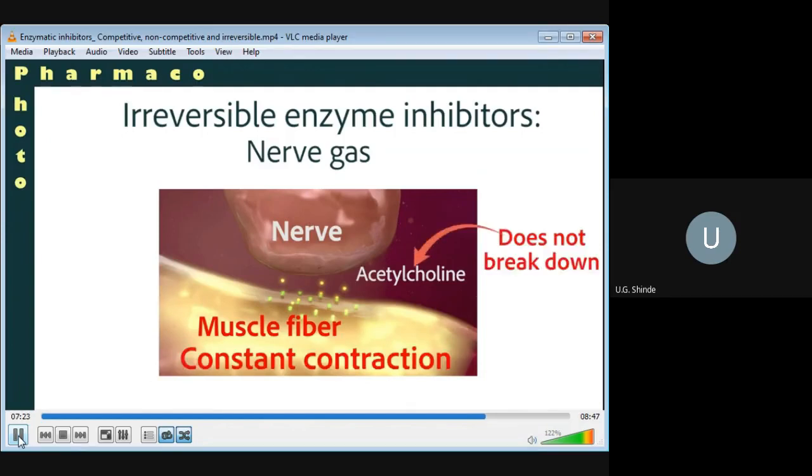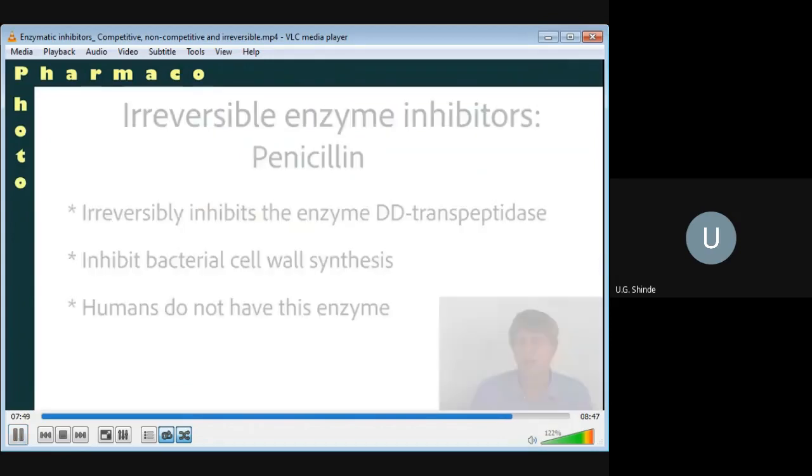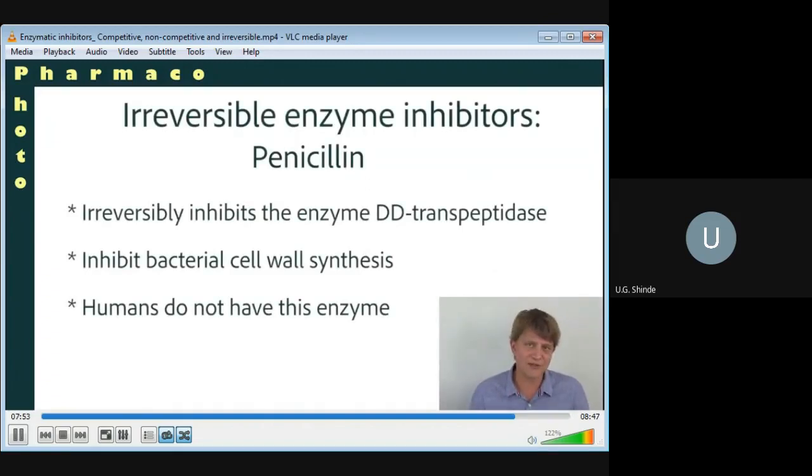We need to be able to contract the diaphragm, but we need to be able to relax it as well. So contraction, relaxation, contraction, relaxation. And with this nerve gas that's an irreversible inhibitor of that enzyme, it means that there's constant excess of acetylcholine and constant contraction. So the person succumbs to respiratory distress. We also use irreversible inhibitors when we're targeting infective agents. For instance, penicillin is an irreversible inhibitor of an enzyme which only the bacteria have, but humans don't have.